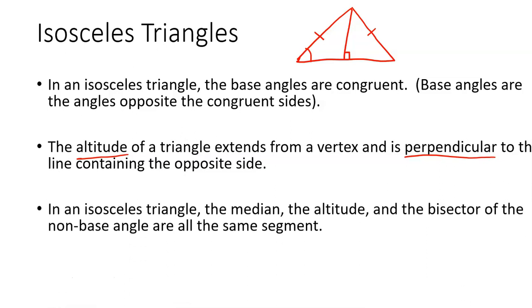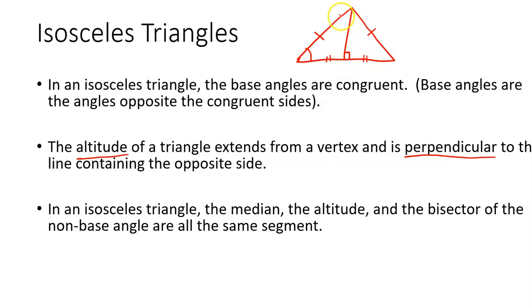All right, in an isosceles triangle, the median, the altitude, and the bisector of the non-base angles are all the same segment. Whoa, there's a lot of stuff in there. All right, so the median divides the segment into 2 parts, right? So this segment here and that segment there are the same. That's what makes that segment the median. The fact that there's a right angle makes it an altitude. Now, this thing does one other piece.